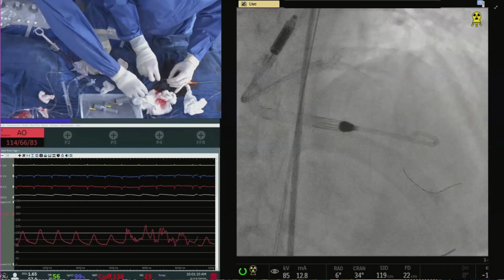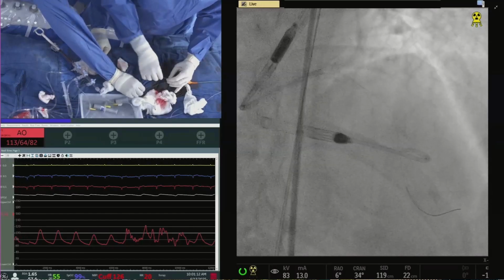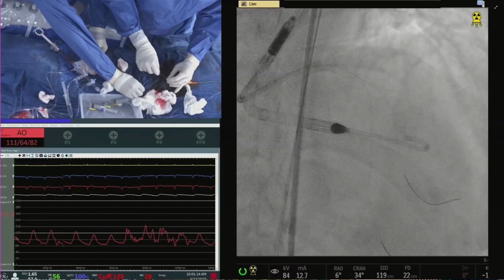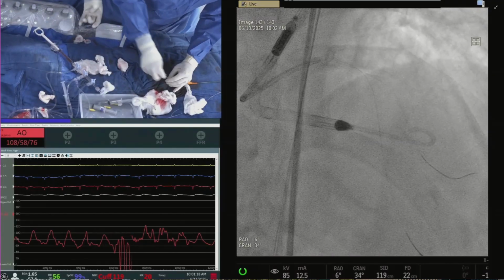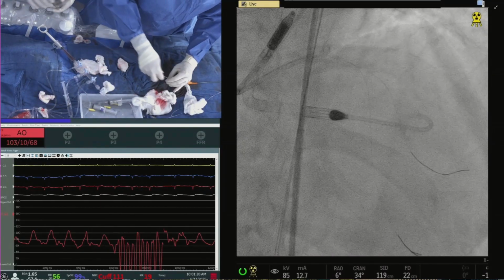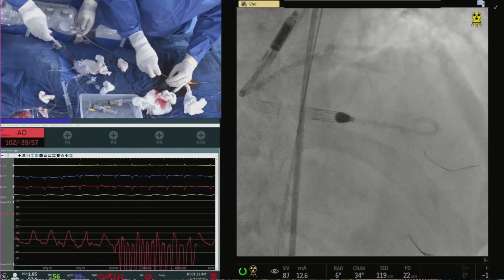So we're going to get into the LAD. Hold the wire for the LAD, yes. Leave it. IVUS is there? Yes. Get the IVUS. Yeah, we do that.